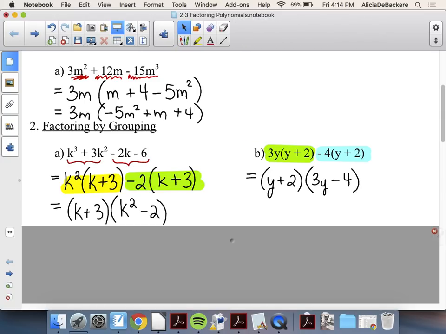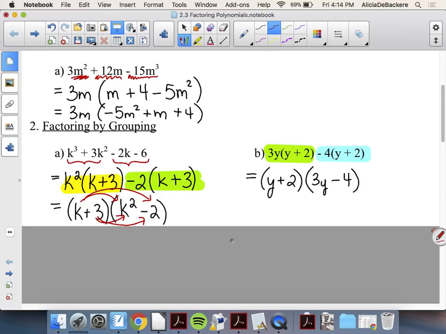Don't forget, whenever you want to check your factoring work, for instance, going back to example A here in number 2, I could just multiply this back out and multiply this back out and collect like terms and see if I end up with what I started with, and if I did it correctly.